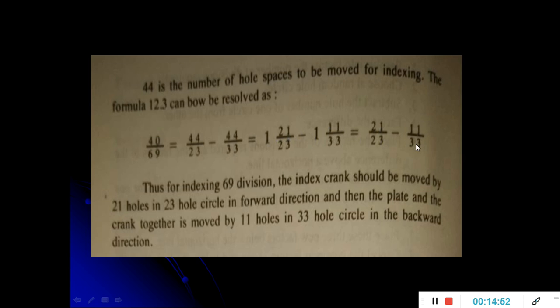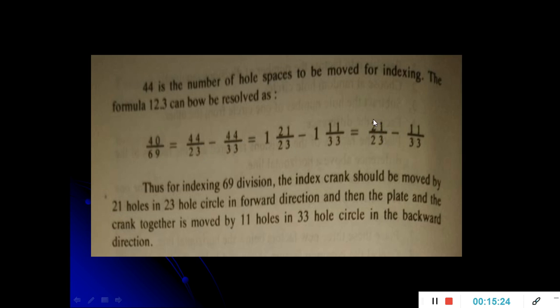So how do we analyze this problem? Thus for indexing 69 divisions, the indexing crank should be moved by 21 holes in a 23 hole circle. So with this we can explain how compound indexing works. To have 69 equal teeth on the outer periphery of the work surface with compound indexing, 21 holes should be moved.